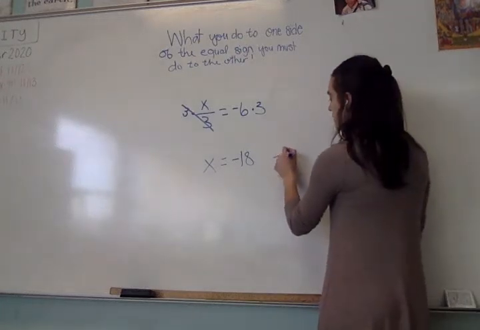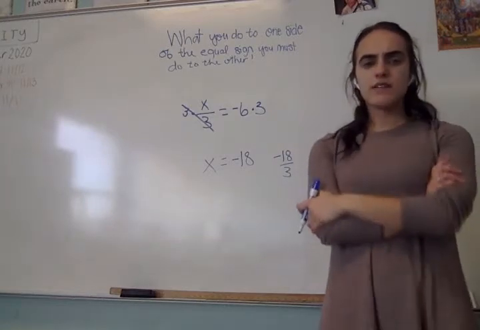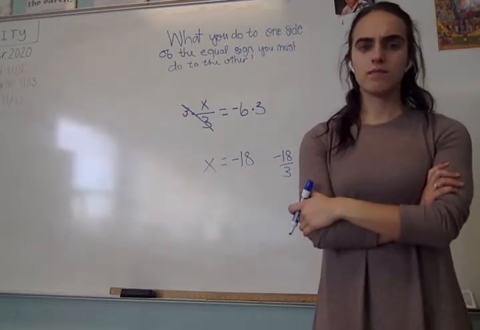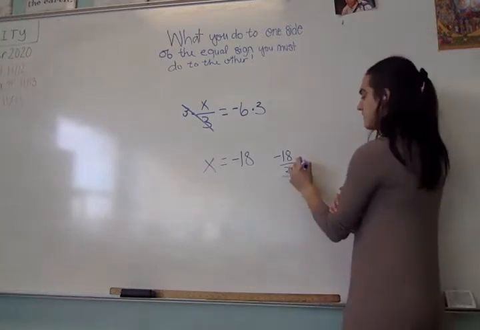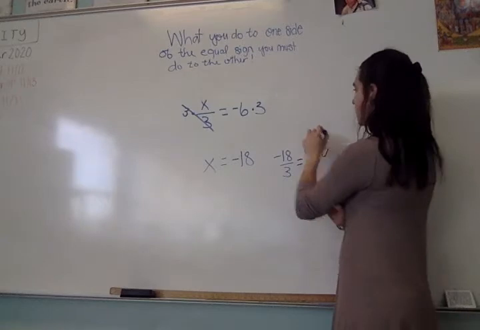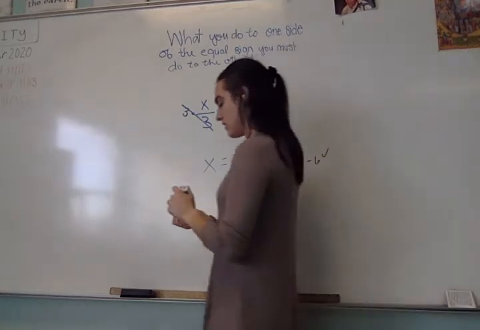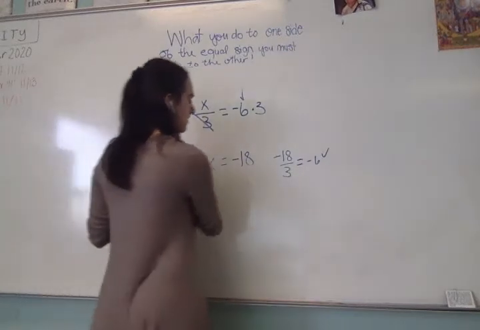Negative 18 divided by 3. If you were given negative 18 divided by 3, what's your answer? Negative 6. Does negative 6 equal negative 6? Uh-huh. Looks like we got that one right.